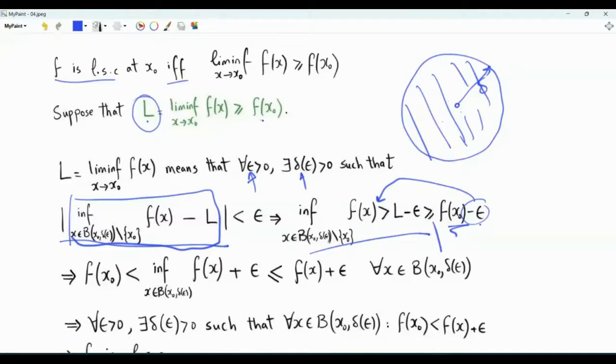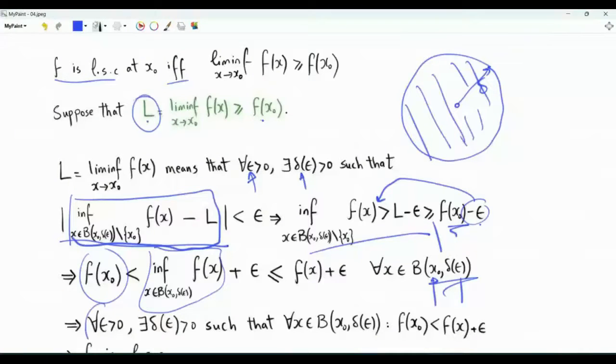And now we can actually take the infimum over all the ball without excluding x0. Because if we allow x on the right-hand side to be equal to x0, then f of x0 plus a positive epsilon is definitely strictly greater than f of x0. So we have f of x0 is less than the infimum of f of x now taking over the ball with radius delta plus epsilon. And the infimum, by definition, is less than or equal to f of x for every x that is in this ball with center x0 and radius delta.